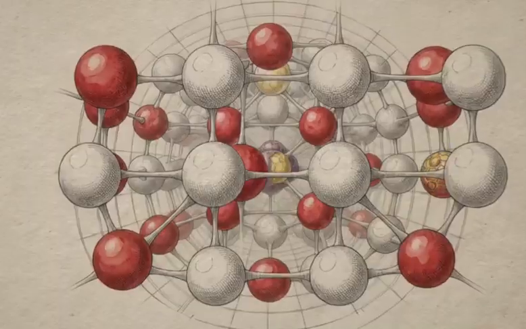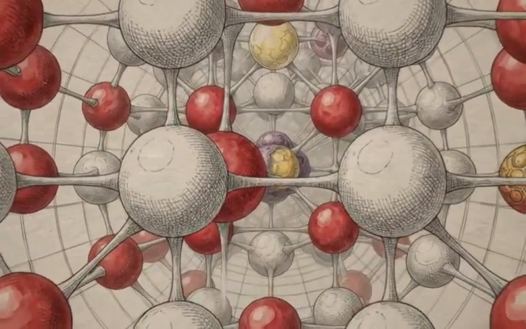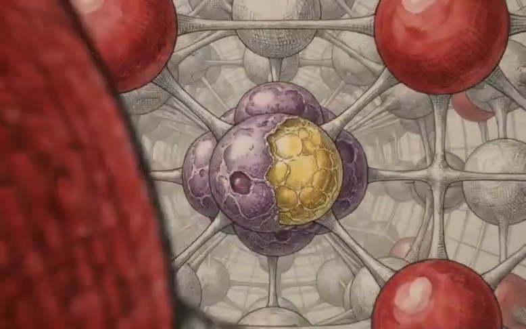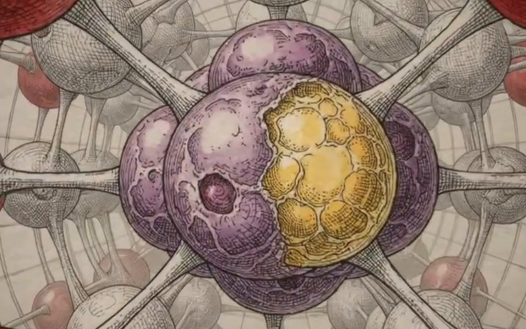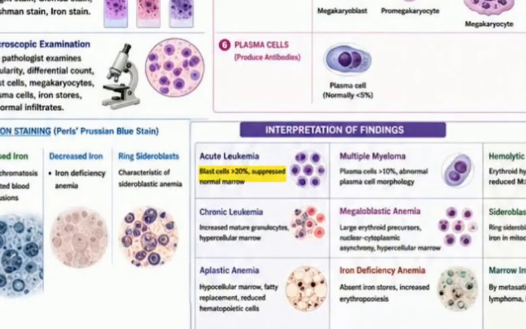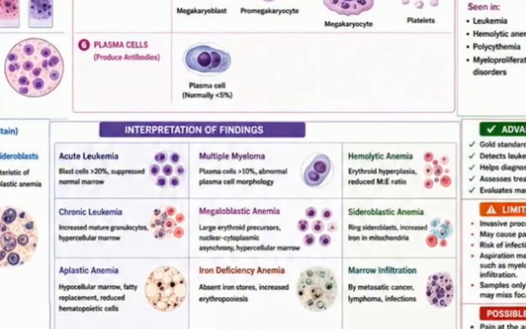The normal marrow is a tightly regulated mathematical environment where strict volume ratios between lineages govern the body's immune and oxygen-carrying readiness. True pathology is diagnosed when these established numerical thresholds for cellularity, ME ratios, and minor cell caps are broken. The criteria for acute leukemia are explicit. Blast cells exceed 20%, suppressing normal marrow. Multiple myeloma is driven by plasma cells pushing past 10%, displaying abnormal binucleated morphology.